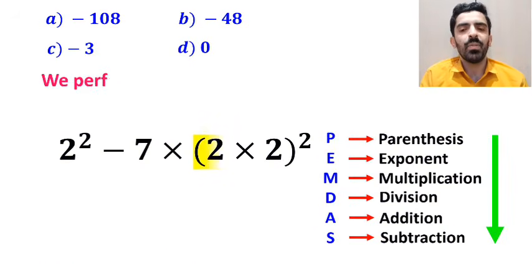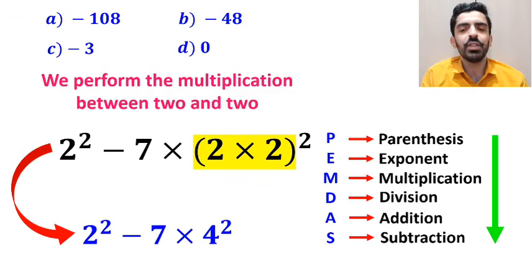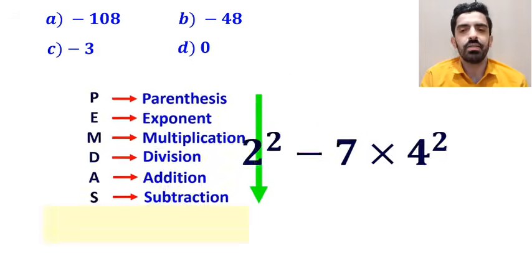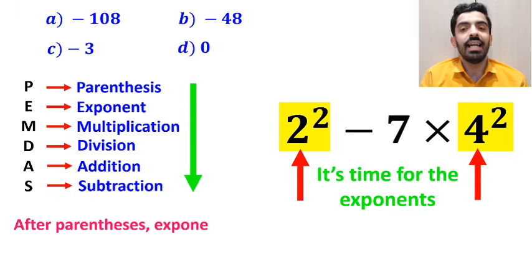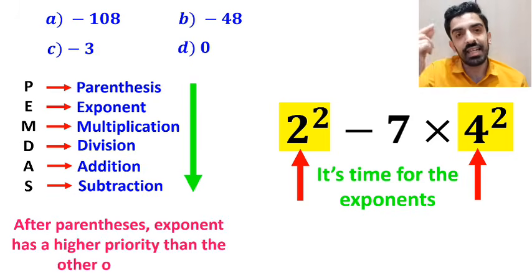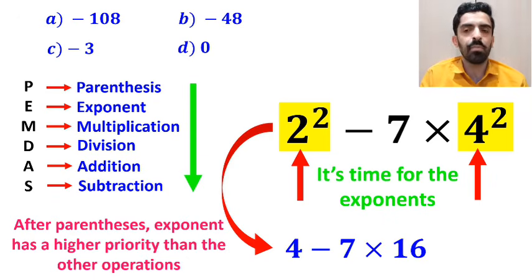In the next step, we perform the multiplication between 2 and 2, and this expression simplifies to 2 squared minus 7 multiplied by 4 squared. Now it's time for the exponents because after parentheses, exponent has a higher priority than the other operations. So we rewrite this expression as 4 minus 7 multiplied by 16.